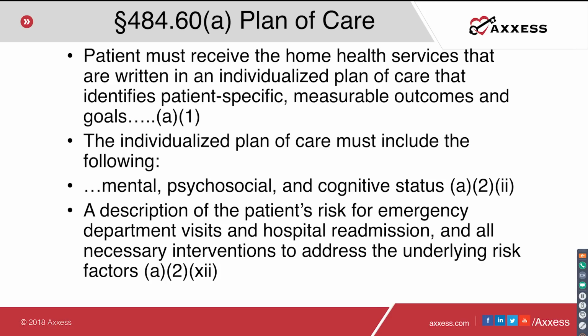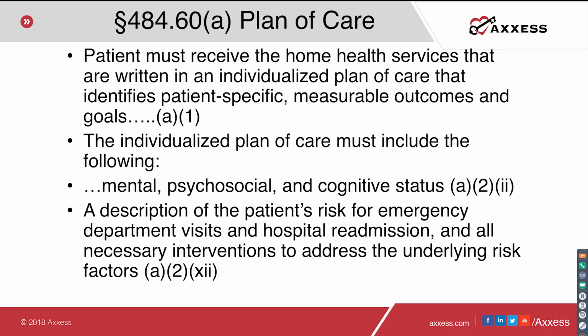Not just a blanket statement like instruct on CHF or instruct on cardiac status, instruct on all meds, or instruct on all disease processes. They're wanting us to zero in and write an individualized plan of care and amend those orders so that they don't look exactly the same for everyone. They have to have patient-specific measurable outcomes and goals on the plan of care.